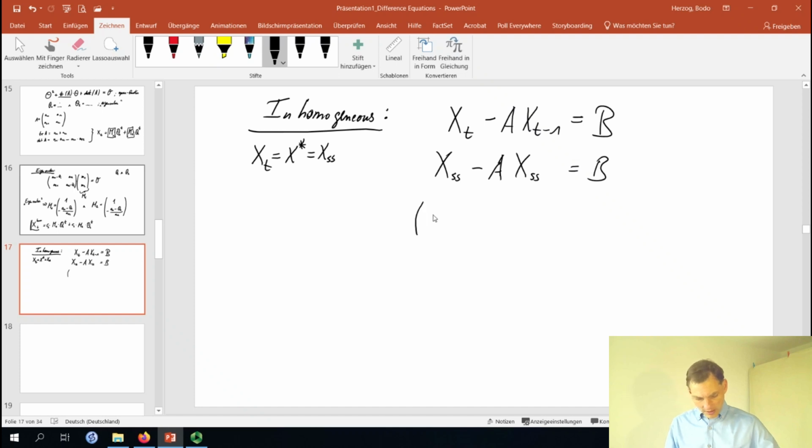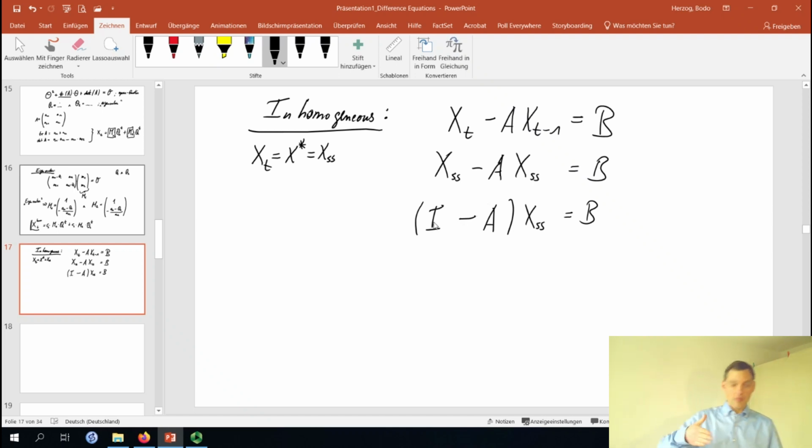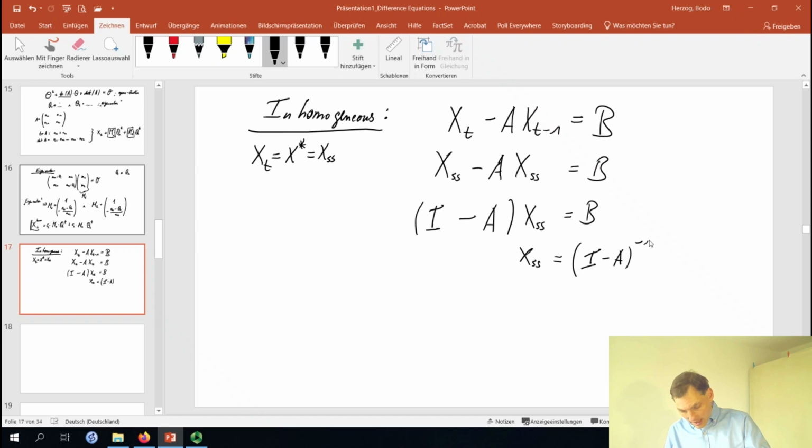Well, that can be rearranged. I can factor out my steady state value. Then I have here my matrix, of course, and now we do not have 1 here, we have the identity matrix, which is 1, of course, on the main diagonal. And now you see, of course, my steady state is simply, if I bring this over, identity matrix minus A inverse, if this inverse exists, times B, which gives me the inhomogeneous solution.